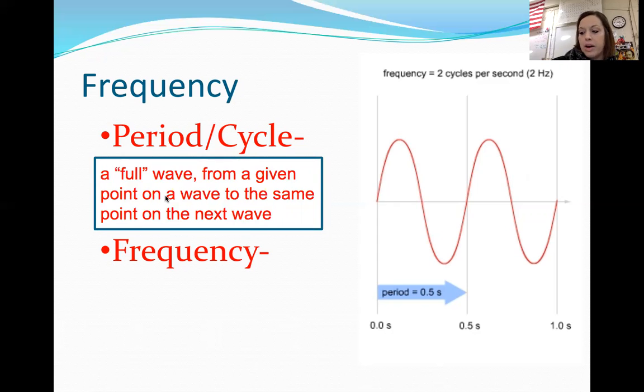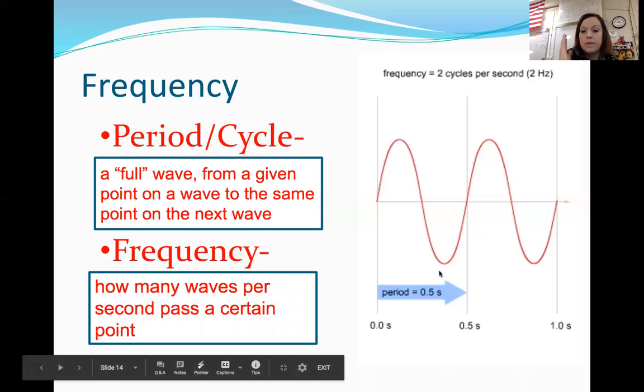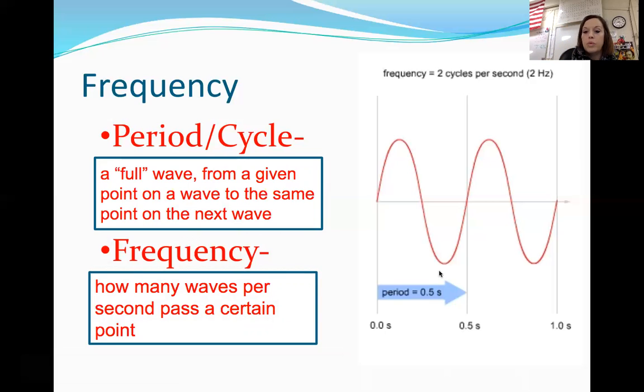It is the full wave. So all the way up and all the way down. If you're a visual person, you could even draw that. Like all the way up, all the way down. That is the period or the cycle, one full cycle of the wave. And then frequency is how many waves per second that pass a certain point. So if we say that this is 1 second, then there were 2 waves in 1 second.